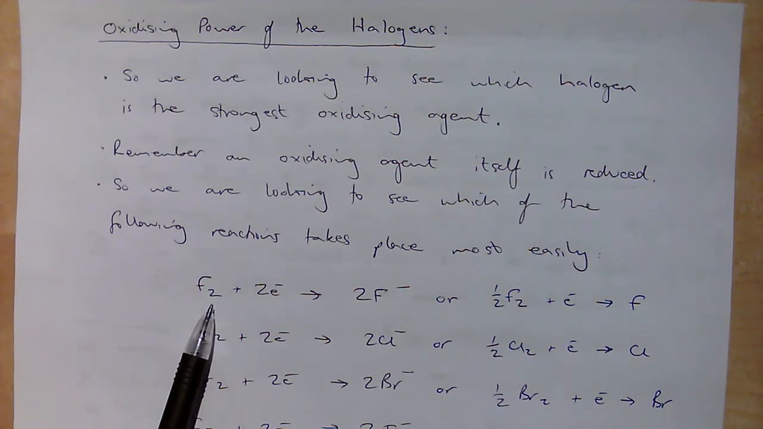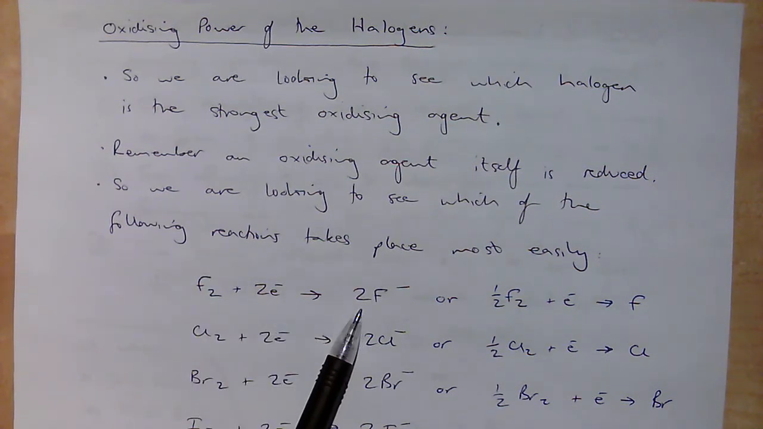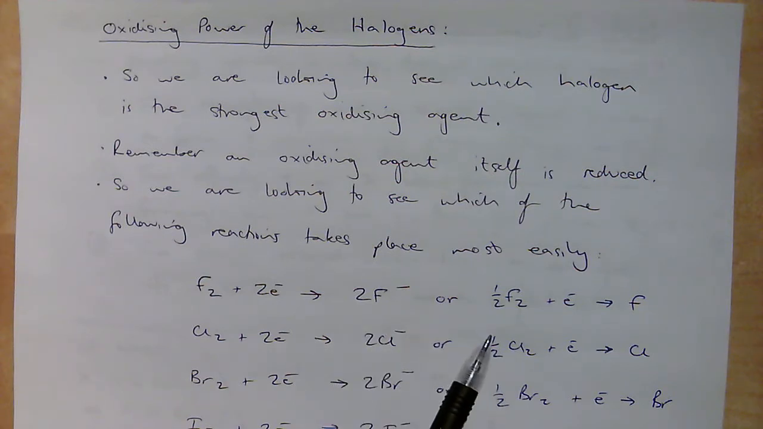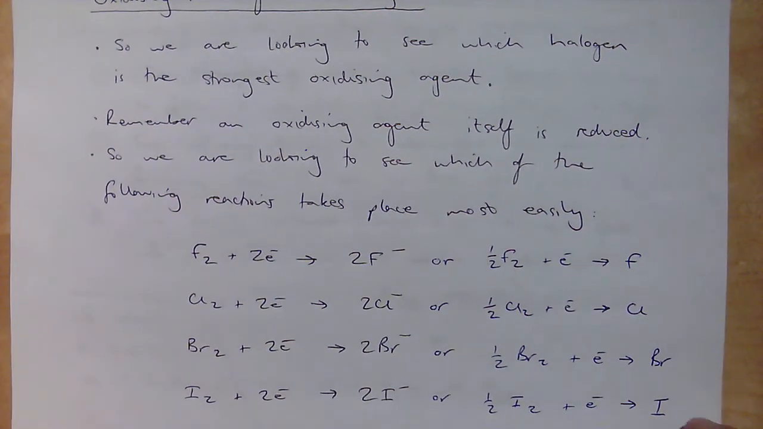So when F2 gains 2 electrons, it forms 2 fluoride ions. Another way of writing this, just to show that the reactants in the equation are gaining 1 electron, is to write it as half F2 plus an electron goes to the F atom. Then we're looking at Cl2 plus 2 electrons making 2Cl minus, Br2 plus 2 electrons forming 2Br minus, and I2 plus 2 electrons forming 2I minus.